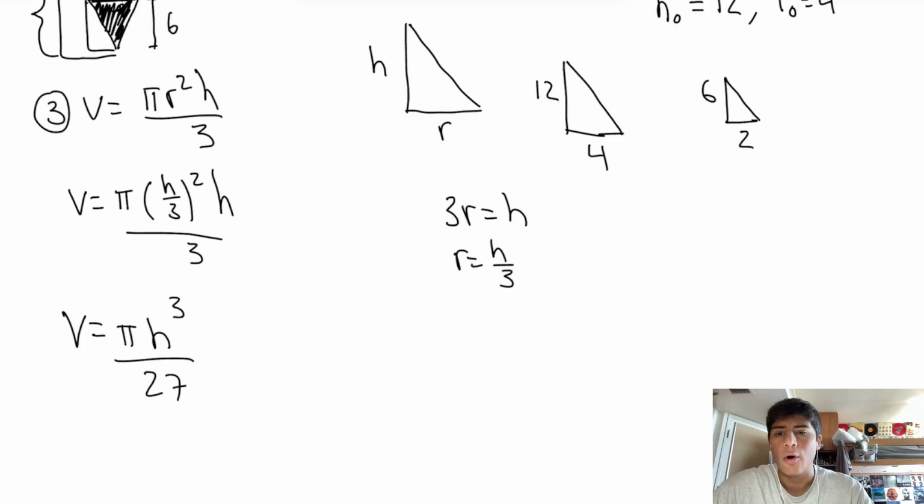And this we can turn into v equals pi h cubed over 27. We're taking out the over 3 squared. That turns into over 9, and we're multiplying that to the bottom. So we get 3 times 9 is 27 on the bottom. And now we have something a lot more manageable. V equals pi h to the third over 27.